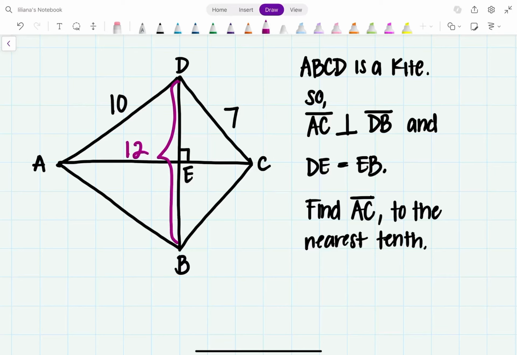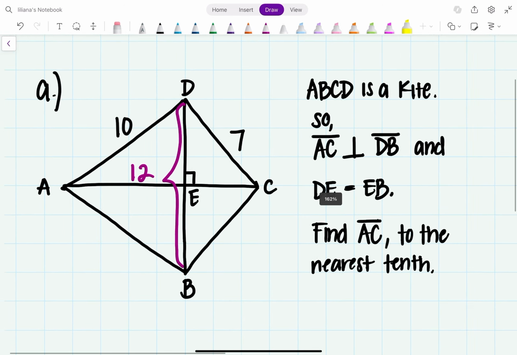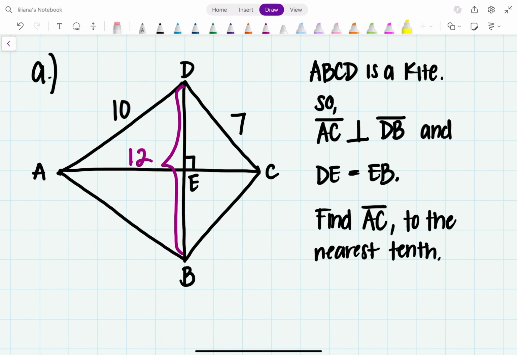All right, you guys, go ahead and start off with our first problem. This is problem A, and we're trying to identify a few things. To start off, we're given a kite, which is ABCD. That's the name of the kite.